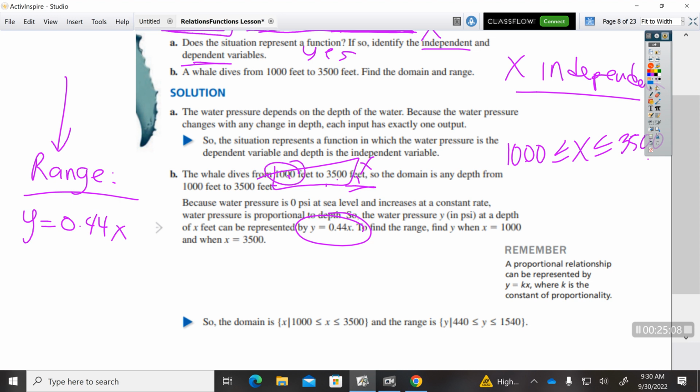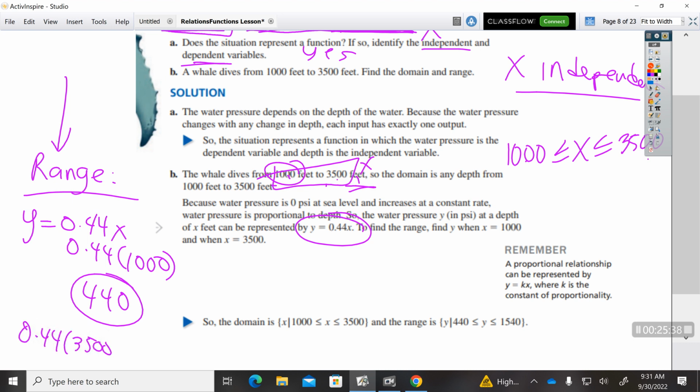Multiply it by X. 1000 is your smallest X value. Do you agree? What's 0.44 times 1000? 440. I just used a calculator and pressed times. You with me so far? What's the biggest value we got for X? 3,500. So what's 0.44 times 3,500?